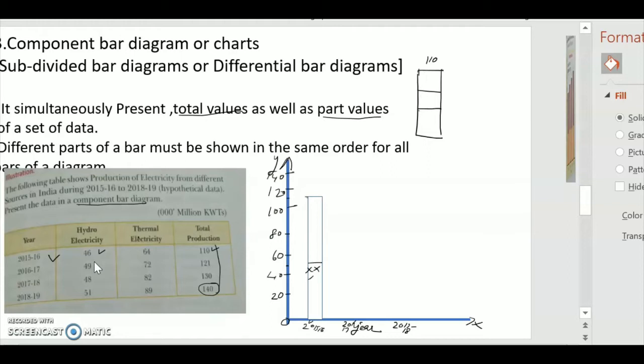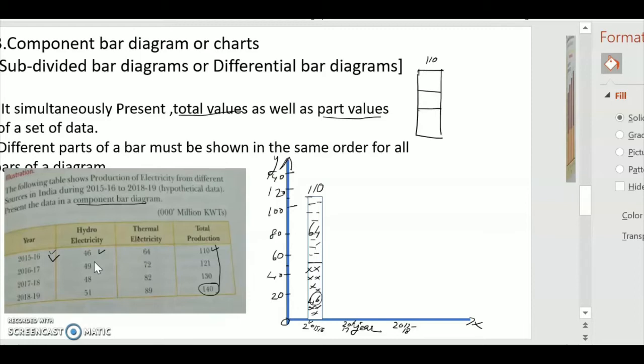So first I am giving one design here. This is 46. I am marking the total value also; we write it at the top. So the total value and the part values are represented. This is the part value 46, and 64 is thermal electricity, 1000 million kilowatts. India is producing 64 units of thermal electricity and 46 units of hydroelectricity in 2015-16. Now we give another design here. So the 2015-16 bar is over.